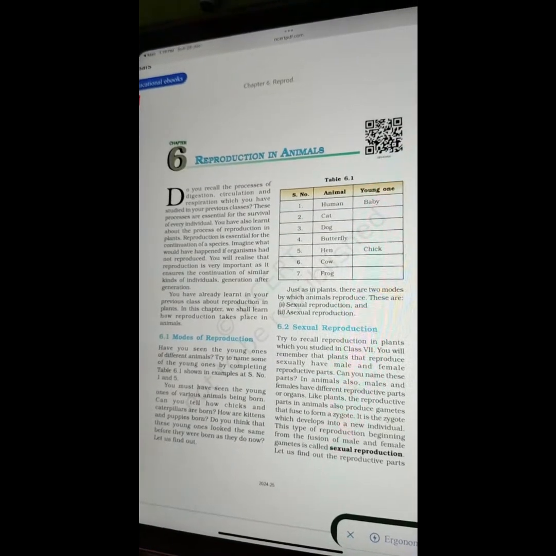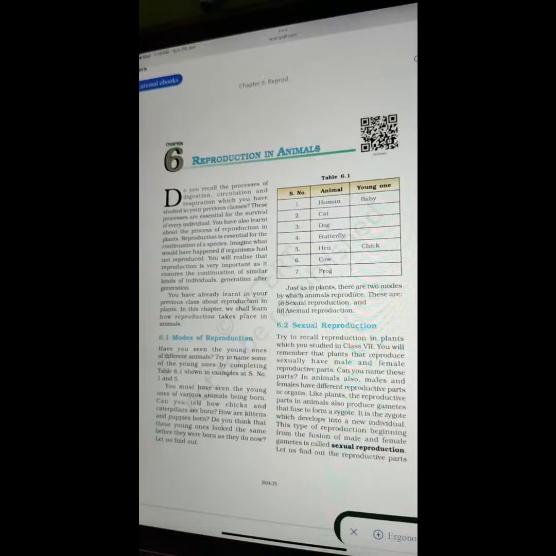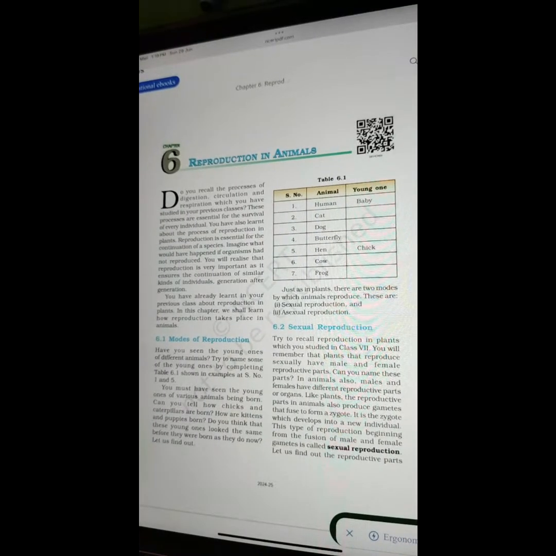In today's live, we will be reading Chapter 6 Reproduction in Animals, Class 8 Science taken from NCERT. I hope the screen is clear, the text is clear to everybody.